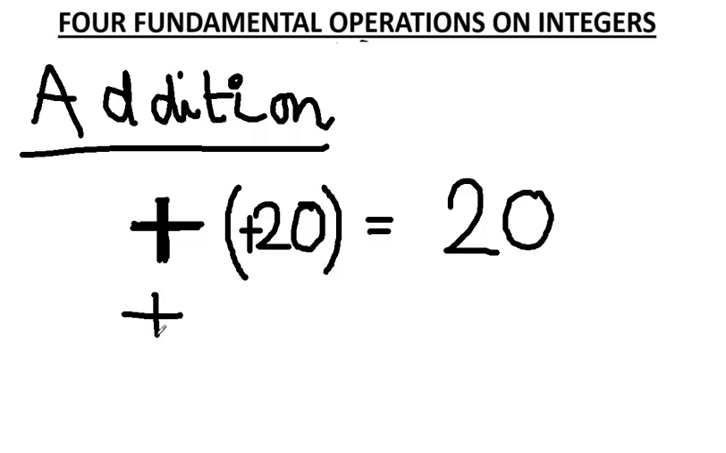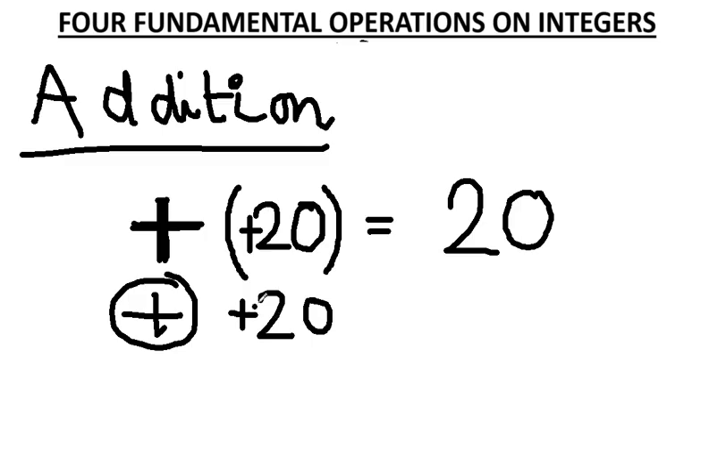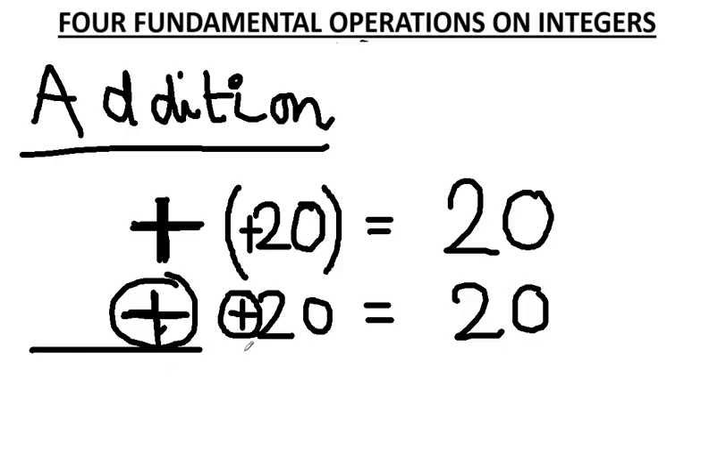If there is no parentheses, plus 20, it is generally considered that there is a plus in front of the 20. This plus is the operation. This is the sign which belongs to the number personally. So this 20 remains as 20. It doesn't change its sign.